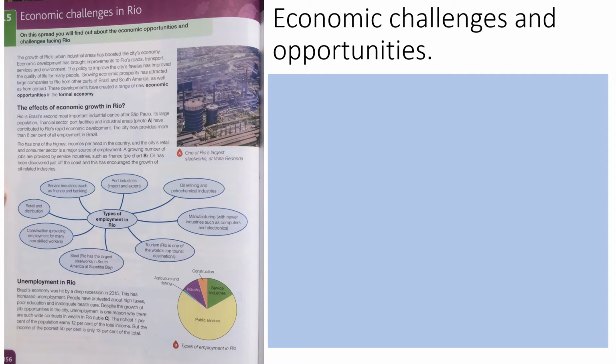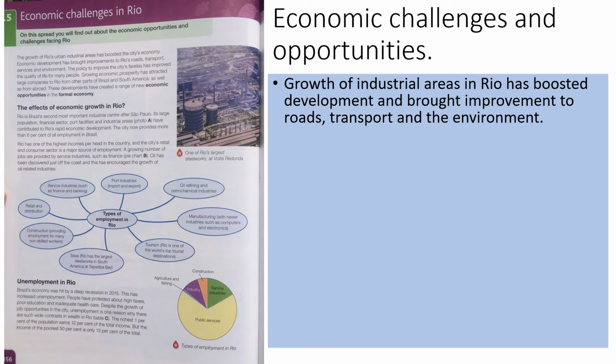So we're going to start off this lesson by recapping on the economic challenges and opportunities. You might want to make some notes of the key points that we make here. So firstly, the growth of industrial areas in Rio has boosted development and brought improvement to roads, transport and the environment. The industrial areas are generally making things such as steel, or it might be oil refining. But basically, if money is being made in the area, that's going to generate taxes, and those taxes can then be used to spend on roads and transport and improving the environment.